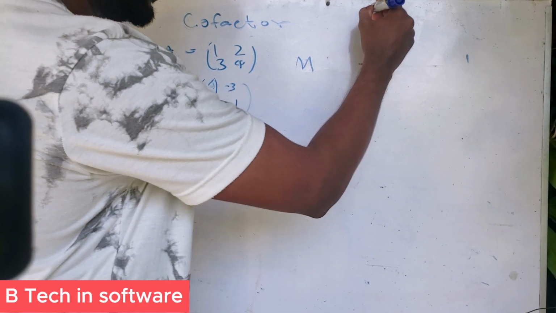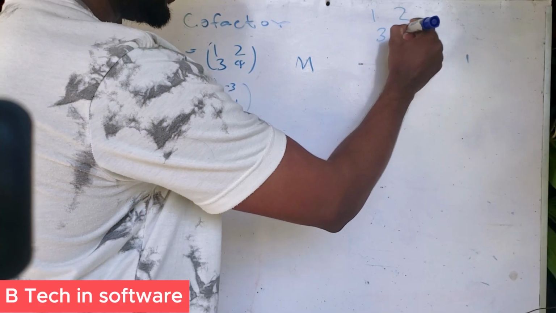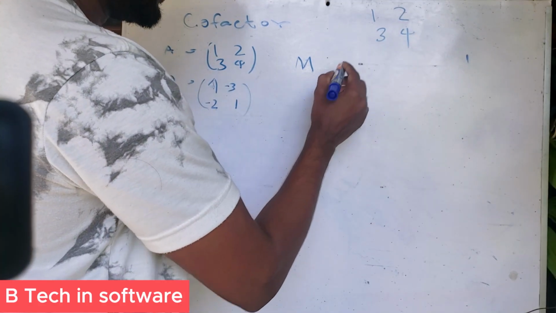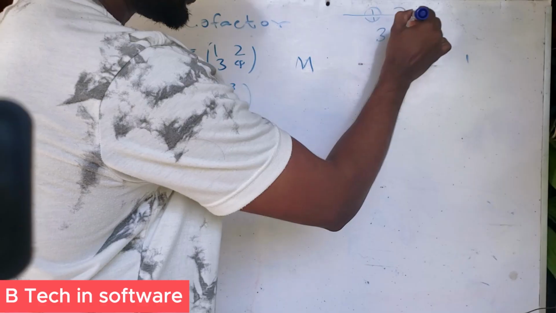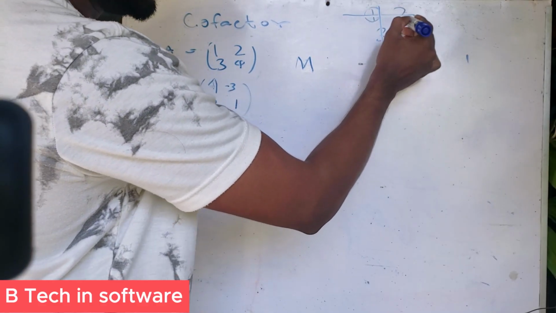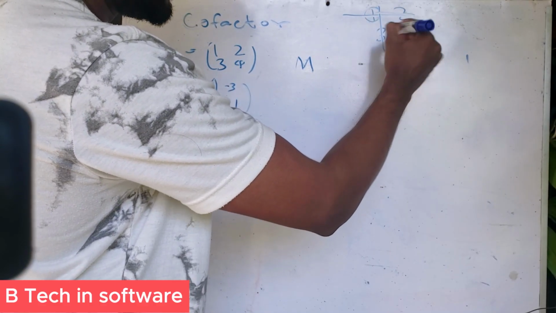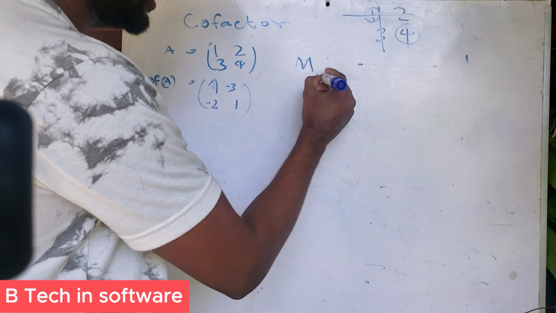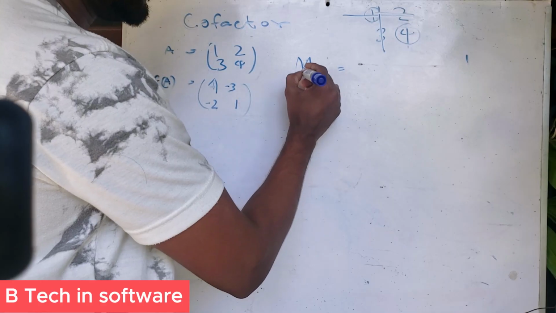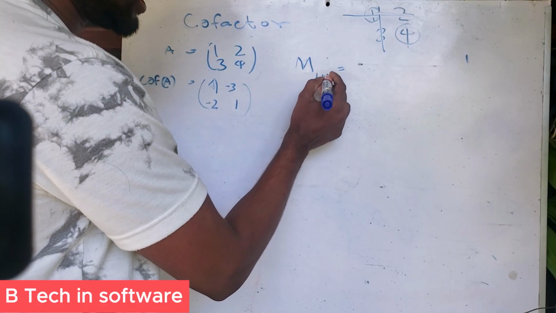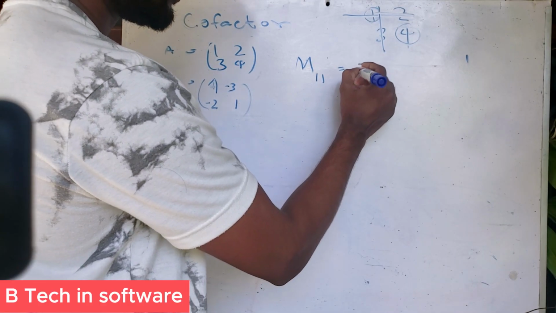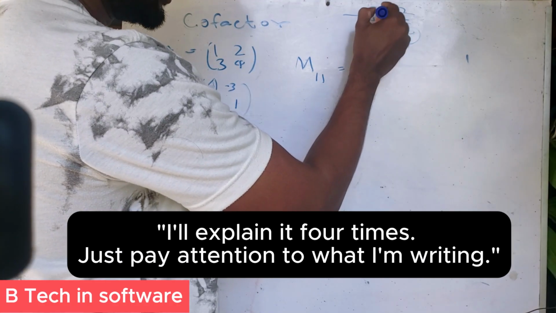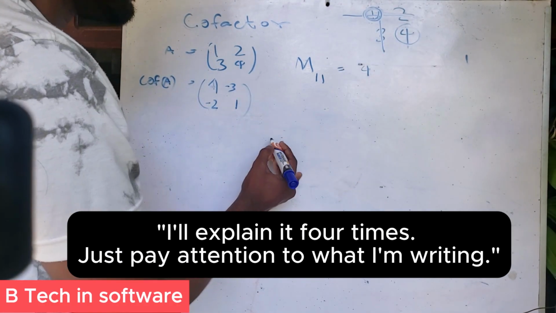To find the minor of this element, 1, 2, 3, 4, the first element is located at first row and first column. Now you can see this is the minor of this first element. The element is located at first row and first column. The minor of this first row and first column is 4. That means the minor of this first element is 4.